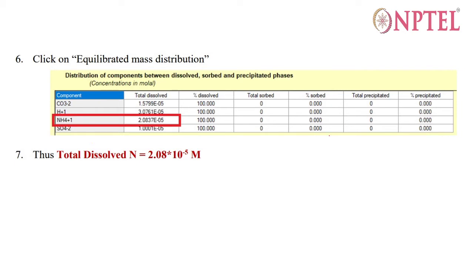There, at the bottom corner, like on the bottom space, there is one thing written, equilibrated mass distribution. So from here you can get how much concentration of NH4 was there. So you will get that much concentration of NH4 or dissolved nitrogen. So this is the only source of nitrogen, right? There is no other source of nitrogen.